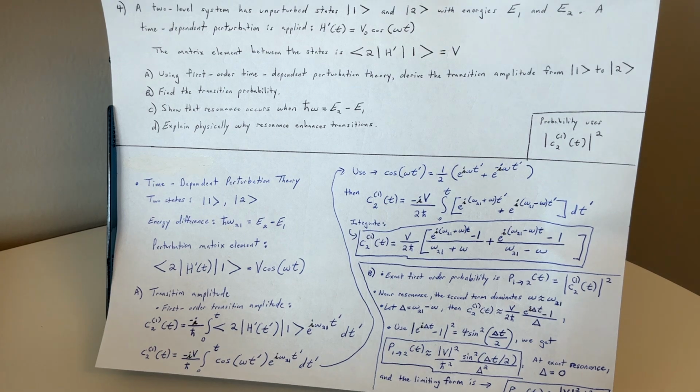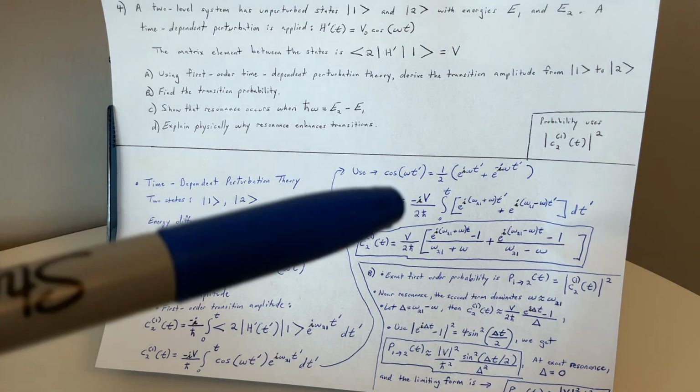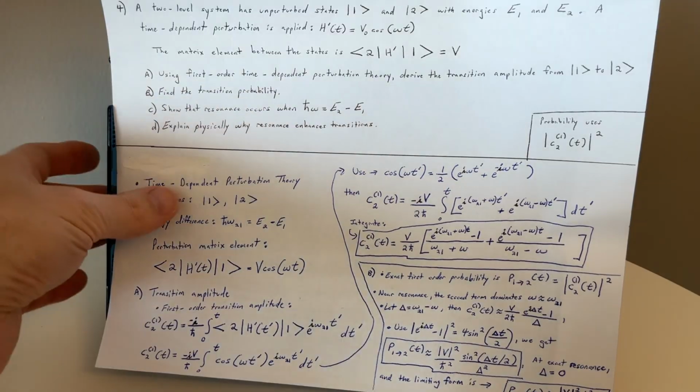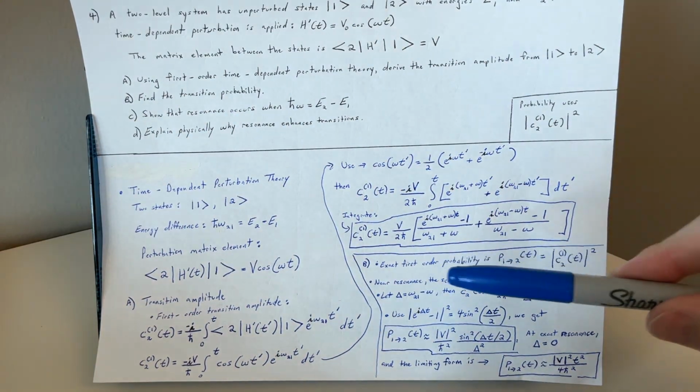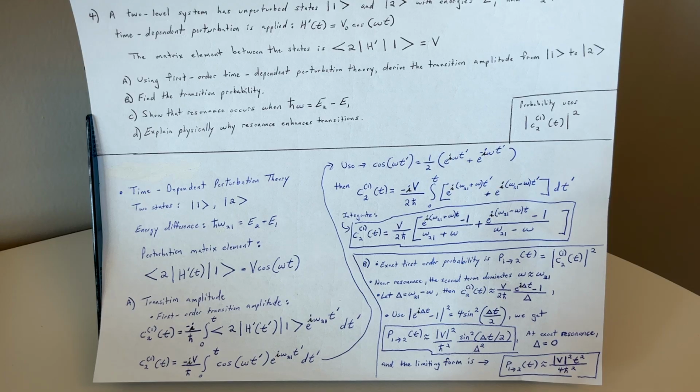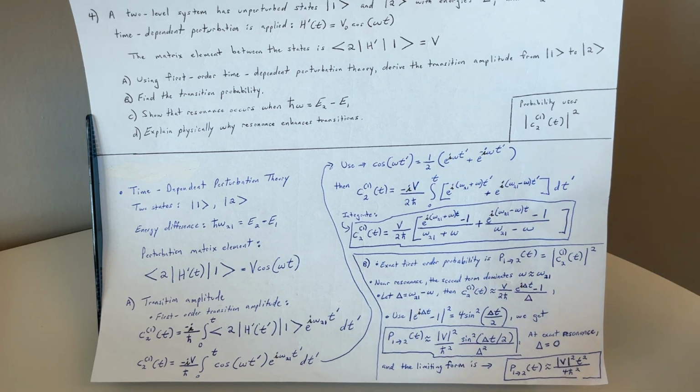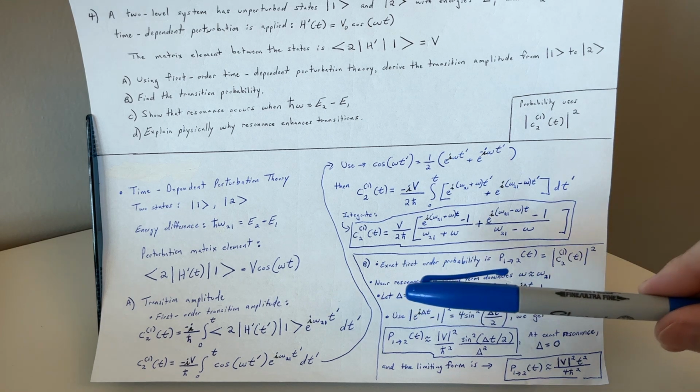Part B, find the transition probability. Well, let's see what we could do. I'm just going to adjust this. There we go. So, exact first order probability, we're going from 1 to 2. That's going to be this modulus squared. So near resonance, the second term dominates because your omega is approximately omega sub 2 1. I'm just going to read it as W sub 2 1, just for brevity's sake.